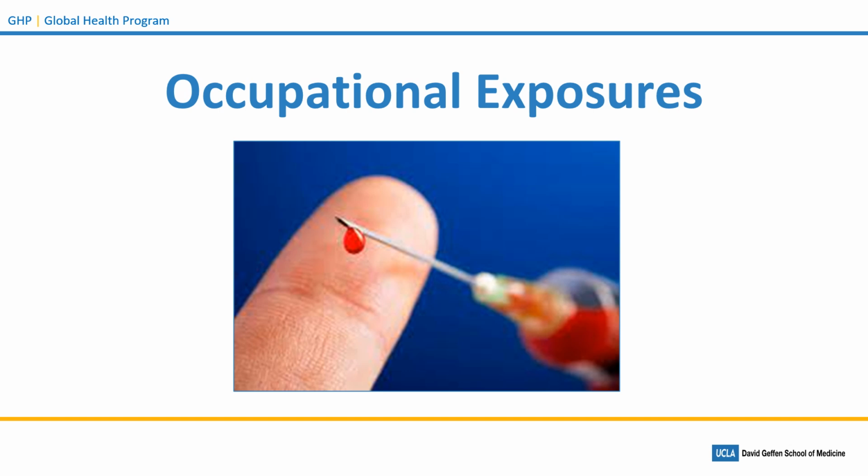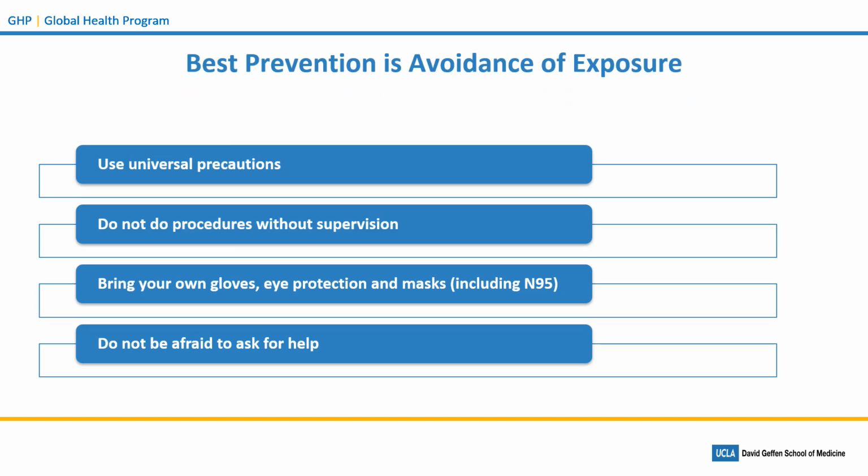Next, we're going to discuss a little bit about occupational exposures. The best prevention is, of course, avoidance of exposure. So how does one go about doing this? Firstly, use universal precautions. Do not do any procedures without supervision or if you're feeling uncomfortable. And really importantly, bring your own gloves, eye protection, and masks, including an N95 if you can. As you might imagine, a lot of our partner institutions don't necessarily have enough resources to go around, so you can avoid any issues if you bring your own supplies. And then lastly, don't be afraid to ask for help ever.